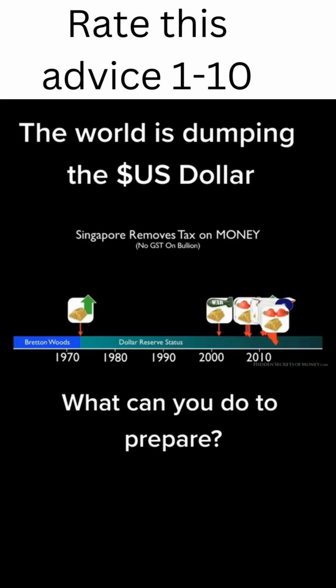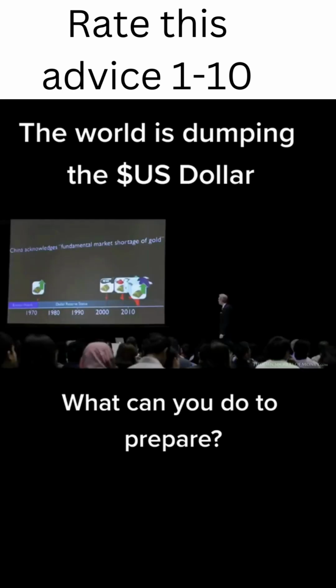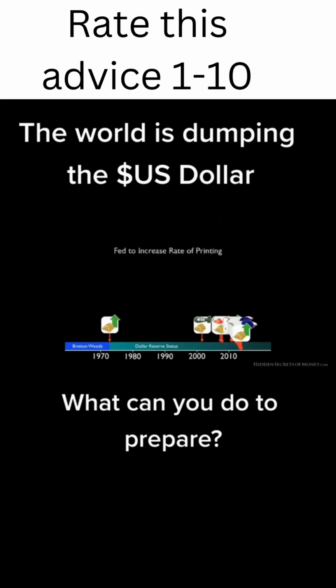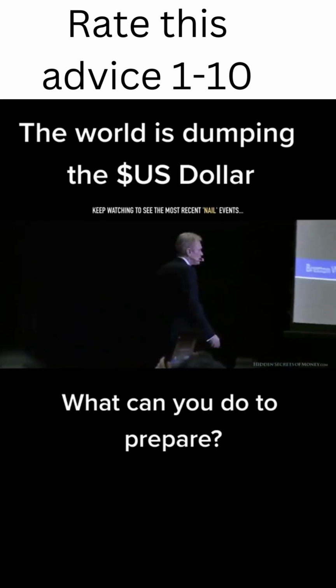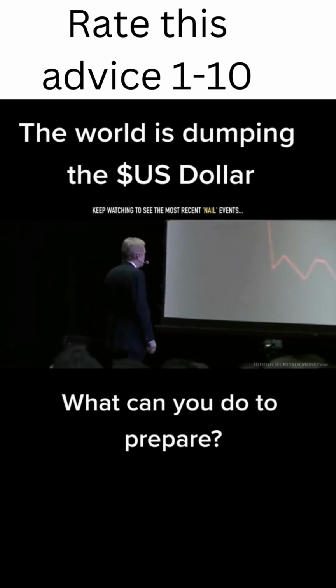Singapore removes tax on money. Germany repatriates 150 tons of gold from the New York Fed. The citizens of Netherlands demand gold repatriation. Ecuador repatriates part of its gold reserves. Austrian citizens demanding gold repatriation. China acknowledges fundamental market shortage of gold. And now, the Fed is increasing the rate of printing. I said from 40 to 85 billion every month, just over $1 trillion per year.